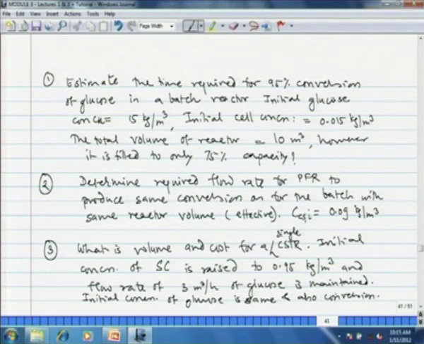First of all, we have to estimate the time required for 95% conversion of glucose in a batch reactor. Initial glucose concentration has been given as 15 kg per meter cube. Initial cell concentration has been given as 0.015 kg per meter cube. The total volume of the reactor is 10 meter cube. However, it is filled only to 75% of the capacity. So, the total working volume is 7.5 meter cube.